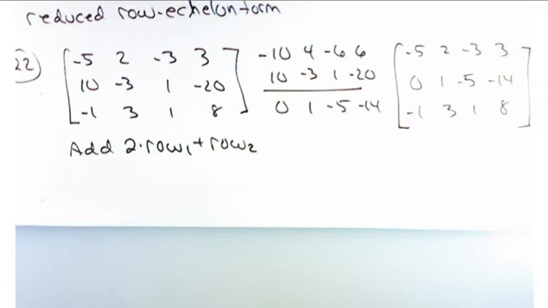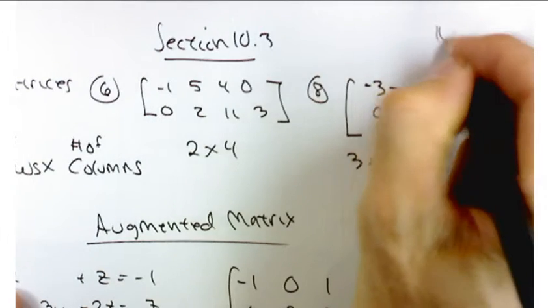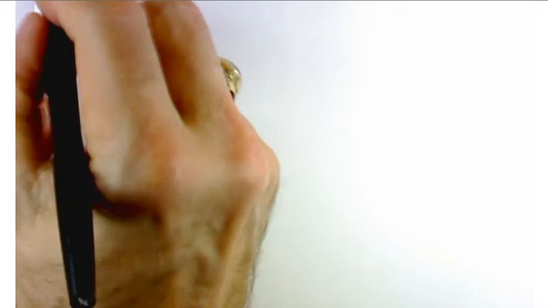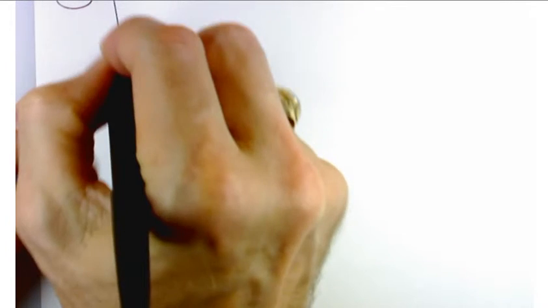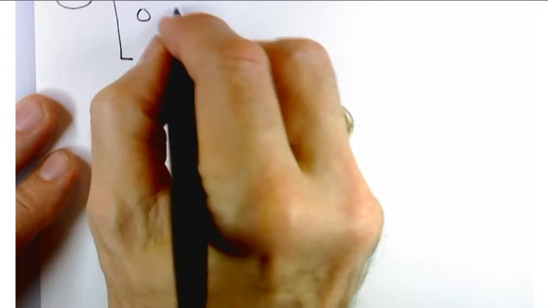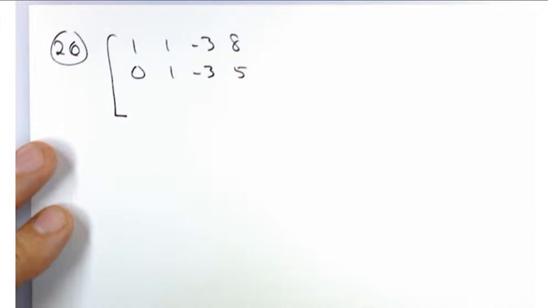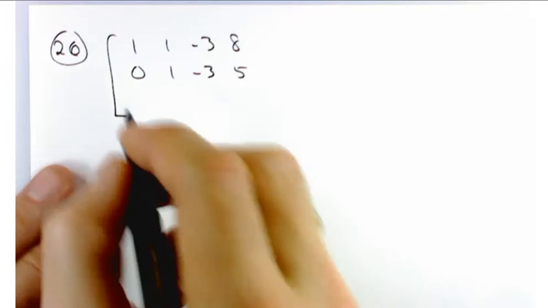Now, let's jump up to a problem like number 26. I mean, problem 24, which I'd like to do, is asking you to do the same kind of thing again. But I want you to understand why we would manipulate things like that. And we can see that with a problem like number 26. So 1, 1, -3, 8, 0, 1, -3, 5, and 0, 0, 1, -1.